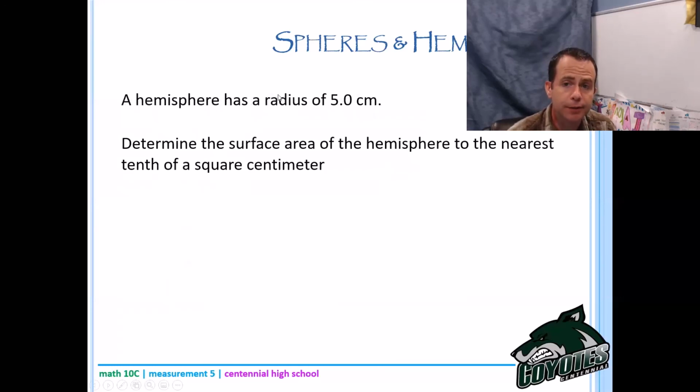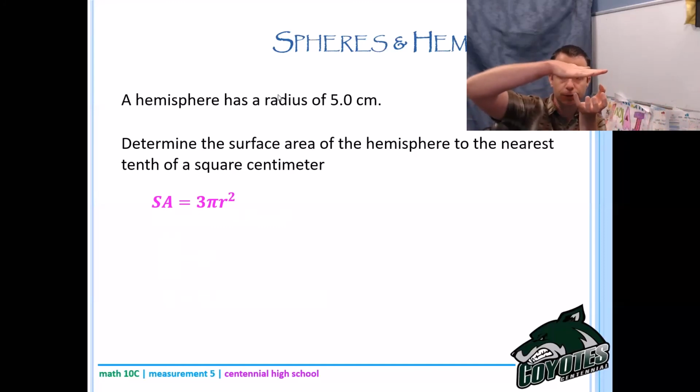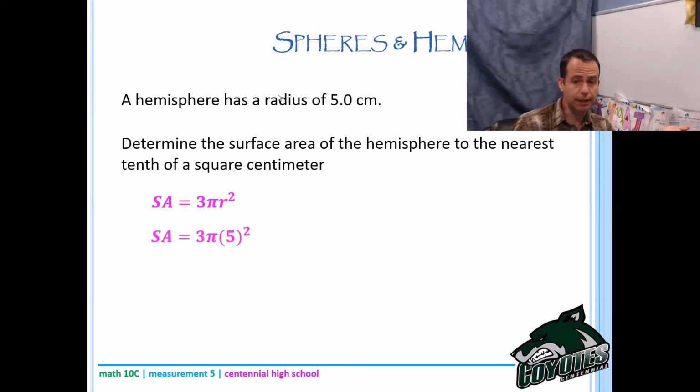A hemisphere has a radius of 5 centimeters. So take note that we've changed it. We're not talking about a sphere anymore. We're going to talk about a hemisphere. Determine the surface area of the hemisphere, to the nearest tenth of a square meter. Okay, so I know that the surface area is 3 pi r squared. And we talked about why it's 3 pi r squared, right? When we cut it in half, we have 2 pi r squared on the bottom, but then we created that circle surface on the top, okay? Okay, so I know the radius is 5, so I plug that in and plug it into my calculator, 235.6 centimeters squared.